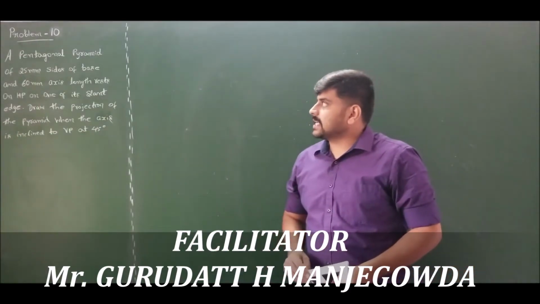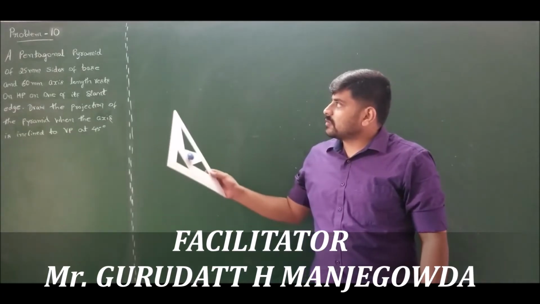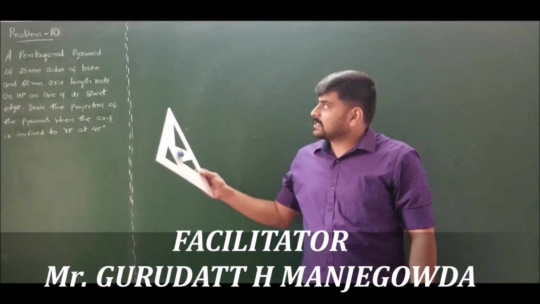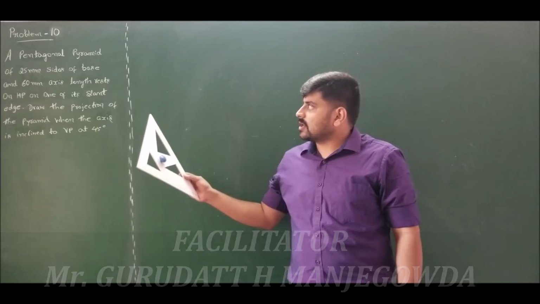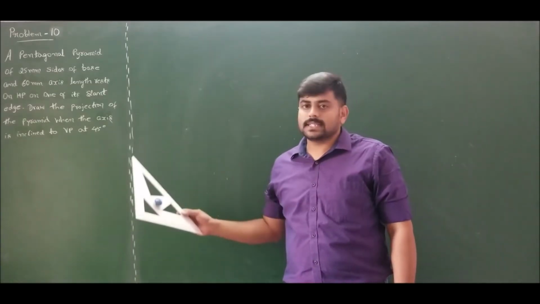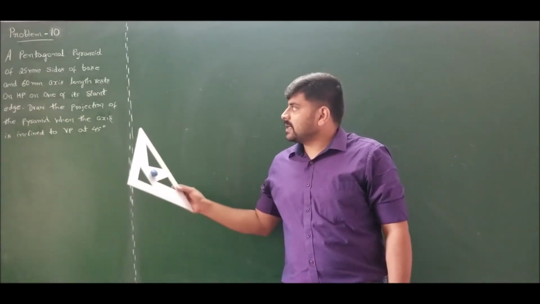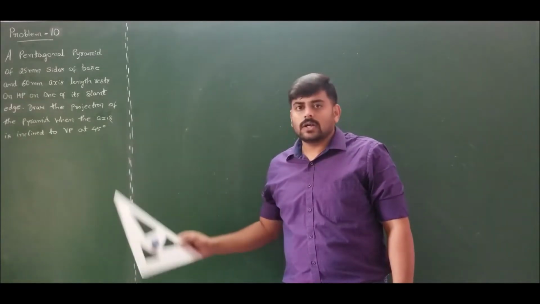Problem number 10 states that a pentagonal pyramid of 25 mm sides of base and 60 mm axis length rests on HP on one of its slant edges. Draw the projection of the pyramid when the axis is inclined to VP at 45 degree.